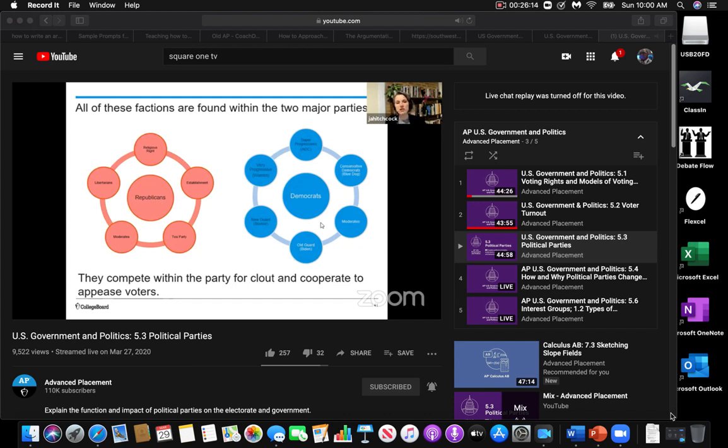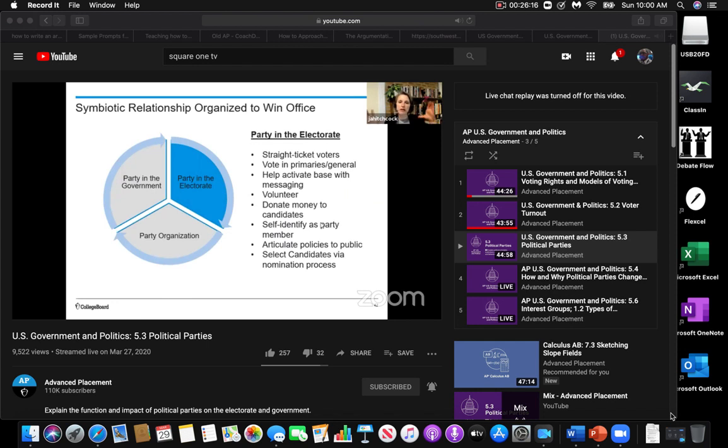So if those are our two big tents, crowded into that tent, besides factions that you might be rolling with or communities that you might subscribe to, we can also slice and dice this tent up in a different way too. We might want to talk about the party and the electorate. And the party and the electorate has concrete, discrete tasks that they're doing to help facilitate winning office. Things like straight ticket voting, we talked about that yesterday.